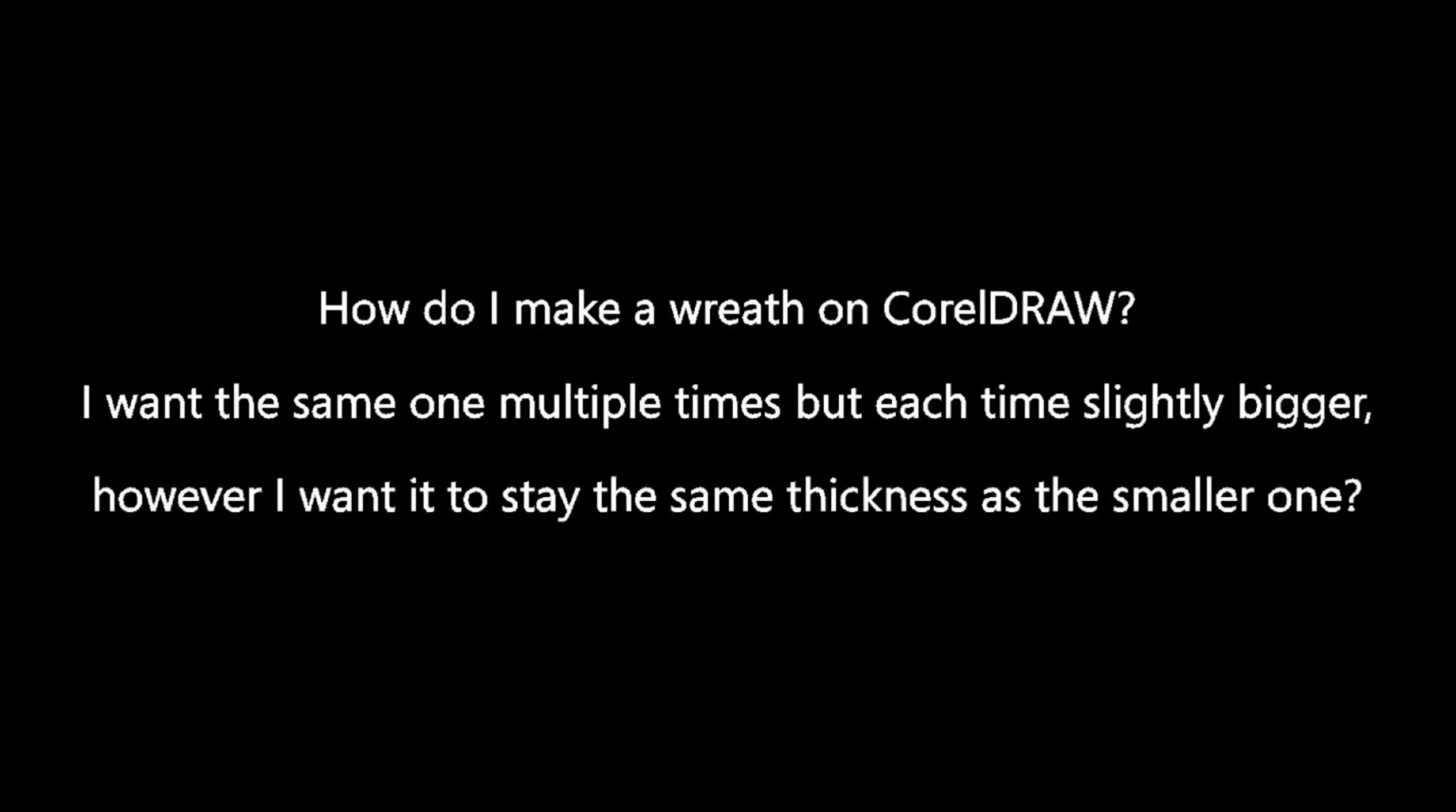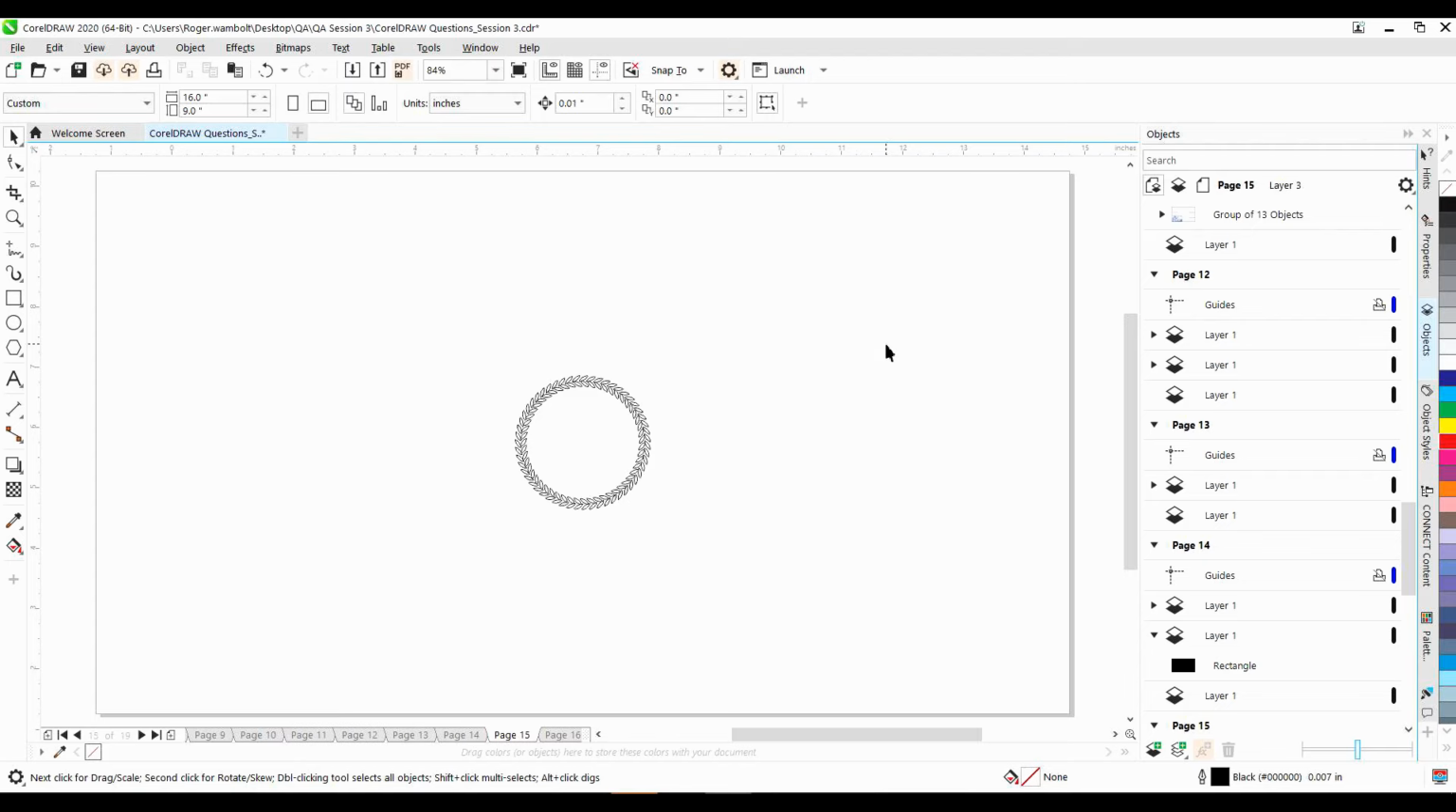How do I make a wreath on CorelDRAW? I want the same one multiple times, but each time slightly bigger. However, I want it to stay the same thickness as the smaller one. There are outline properties that can be set in CorelDRAW.